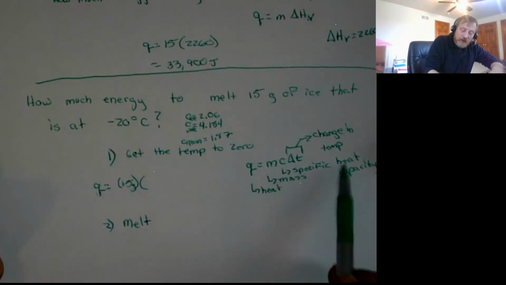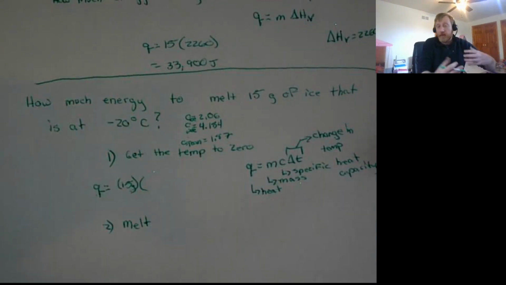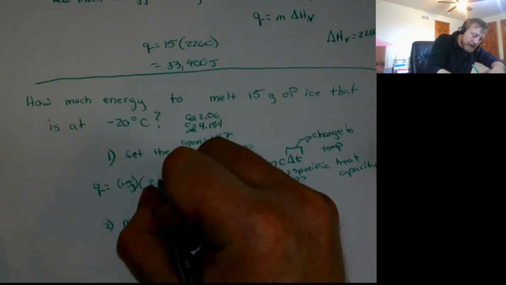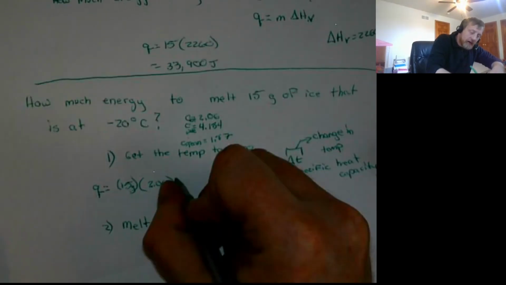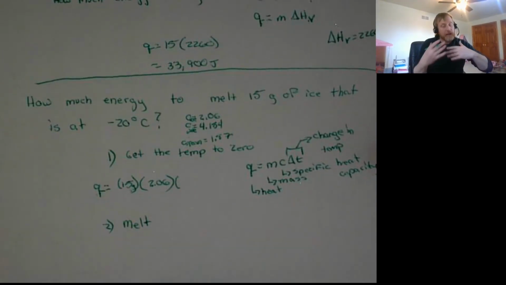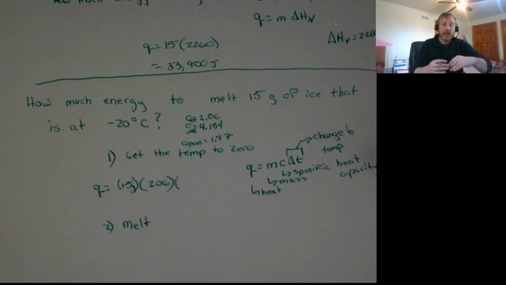C is the specific heat capacity. Now we're below 0, so we have ice. So we need the specific heat capacity of ice, which is that 2.06. And then we need our change in temperature. Well, we melt at 0, we boil at 100. And so we need to get this temperature up to 0 so that we can melt.